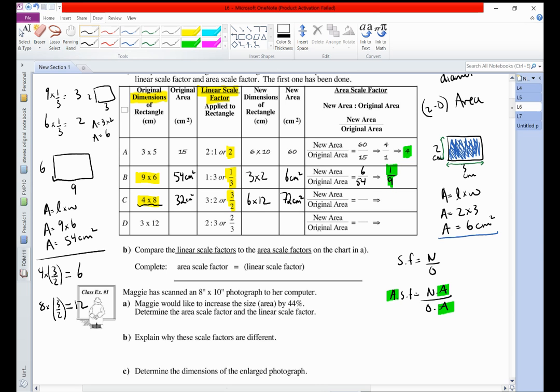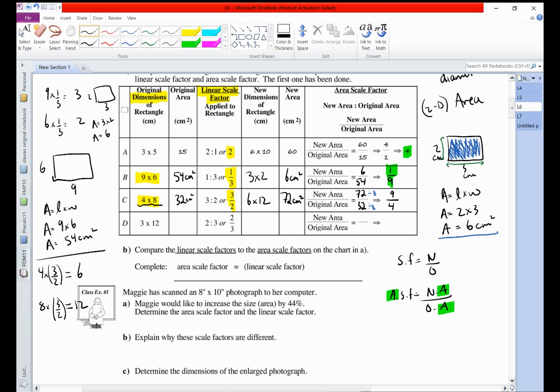Well, we can calculate that by saying our new area, 72, divided by our original area, 32. And we can reduce that fraction. We can divide both top and bottom by 8. And we are left with 9/4.